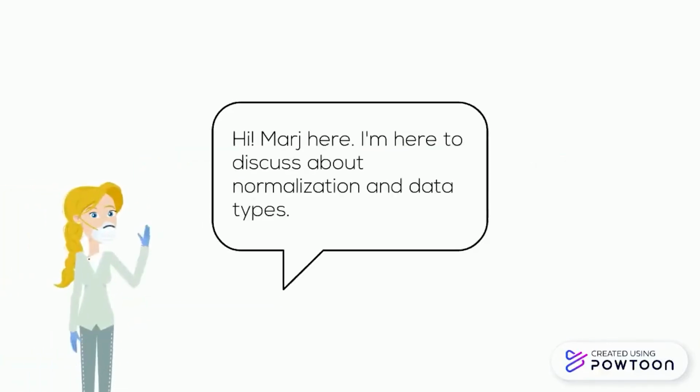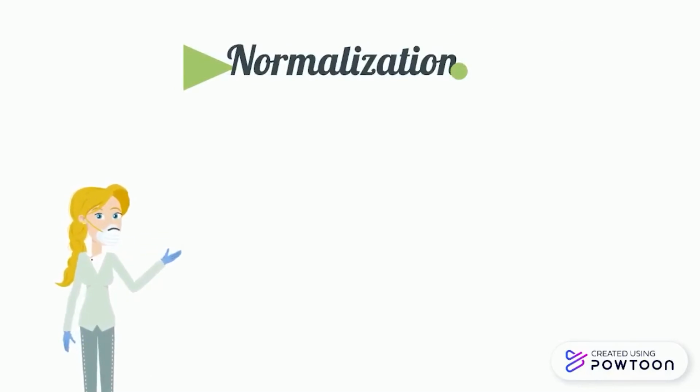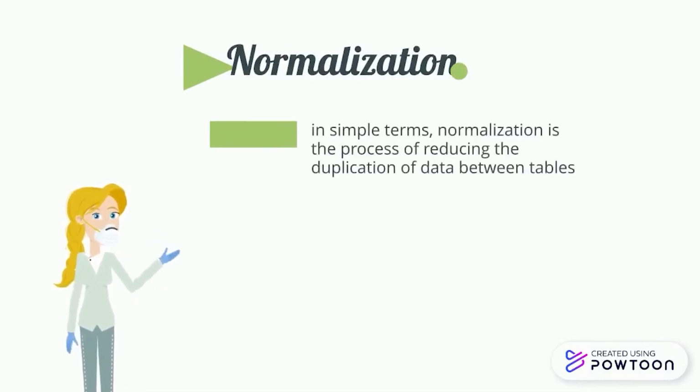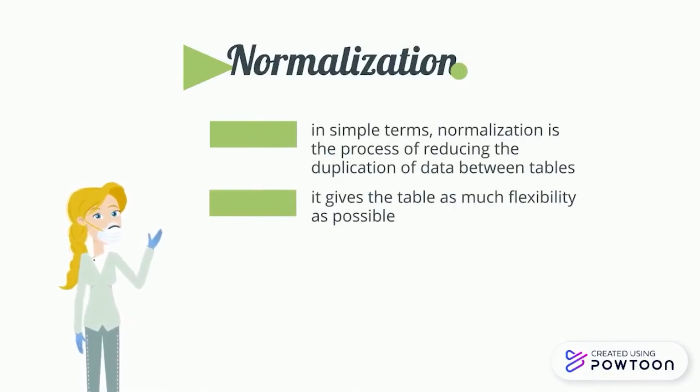Hi, Marge here. I'm here to discuss normalization and data types. In simple terms, normalization is the process of reducing the duplication of data between tables. It gives the table as much flexibility as possible.